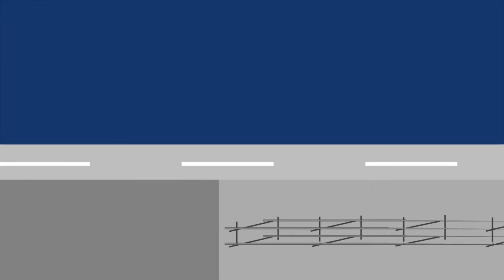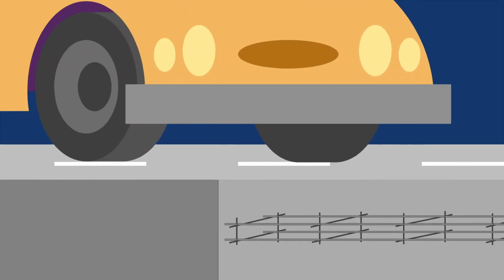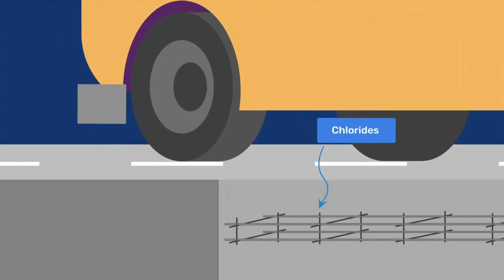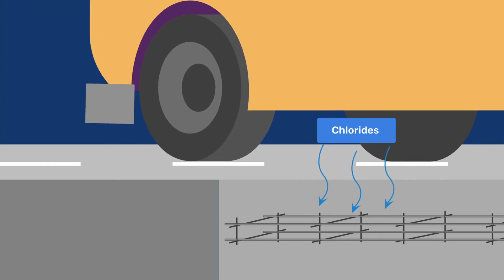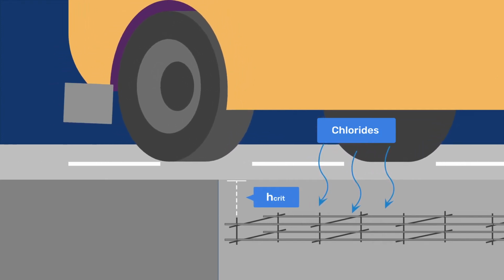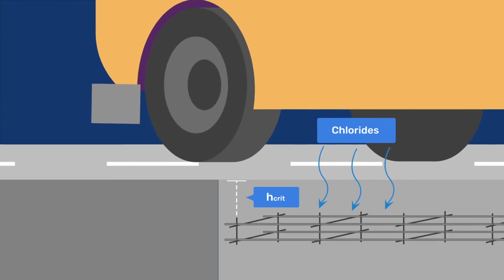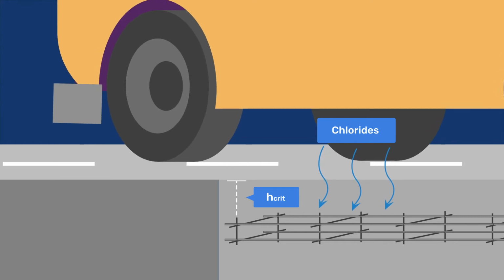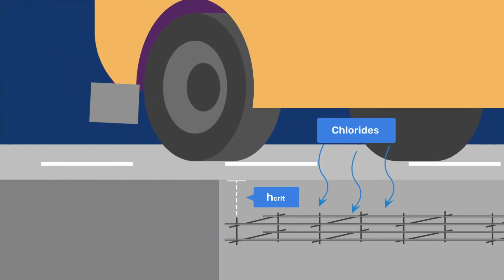Suppose that a critical depth must be reached before degradation begins. For example, to initiate corrosion in reinforced concrete, chlorides would have to be drawn to the reinforcing steel placed at a depth h crit below the surface. In first approximation, the service life would then be t crit, the time needed for that depth to be reached.